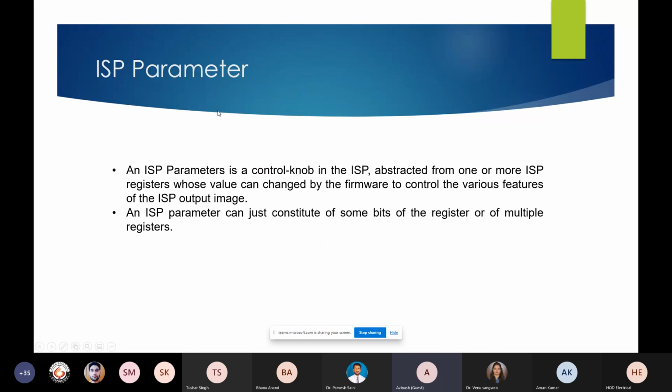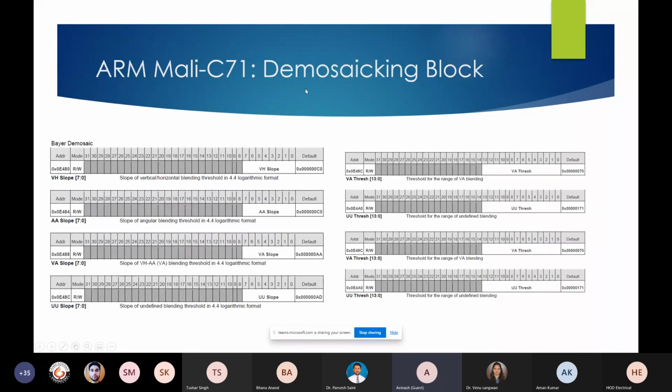One other block could be the demosaicking block in this ISP, which has various filters. As I said earlier, the VH filter here is detecting the vertical and horizontal edges, AA is detecting angular edges, and VA is basically blending these two, and UU is basically unidirectional edges. So we have lots of filters with a lot of parameters within this single block that we need to find proper values for.